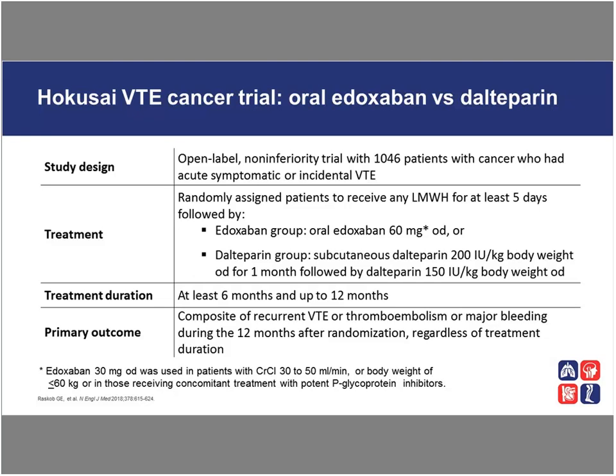So the primary outcome was interesting. It was a composite outcome of recurrent venous thromboembolism or major bleeding during the 12 months after randomization, regardless of treatment duration. So the primary outcome was first to either a recurrence or major bleeding, both thought to be quite important in cancer patient management and treatment.